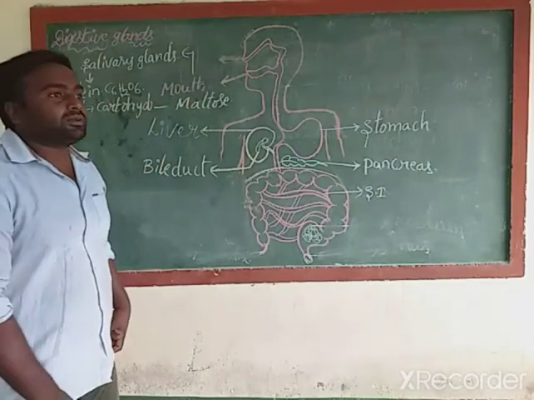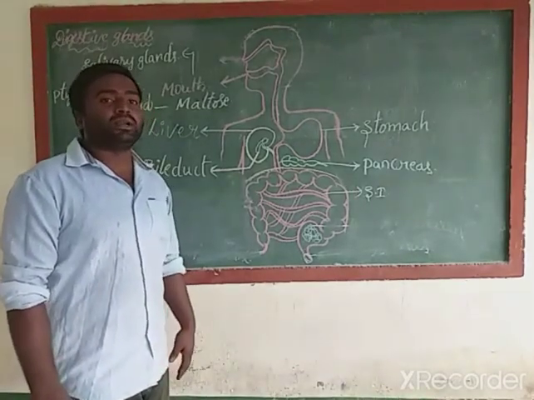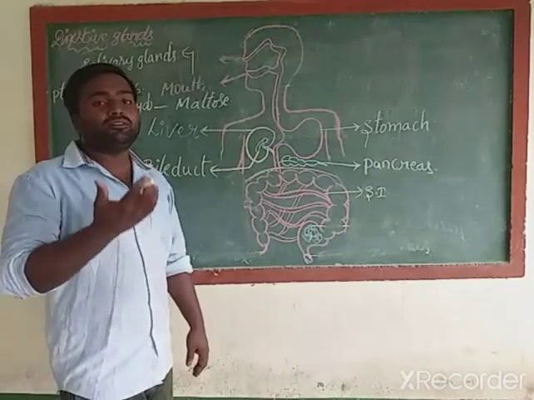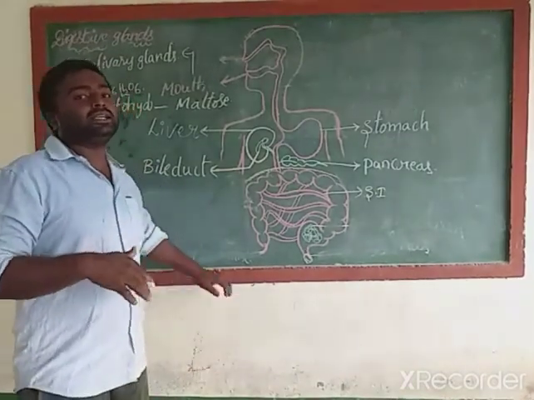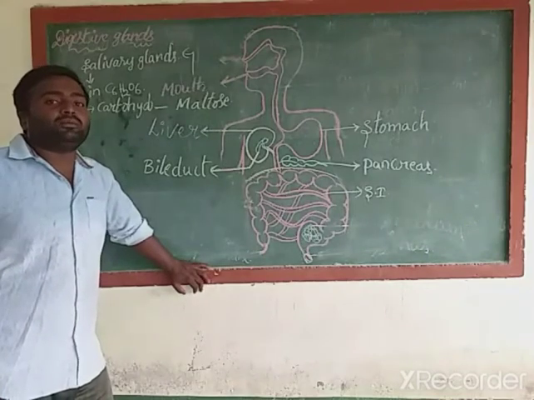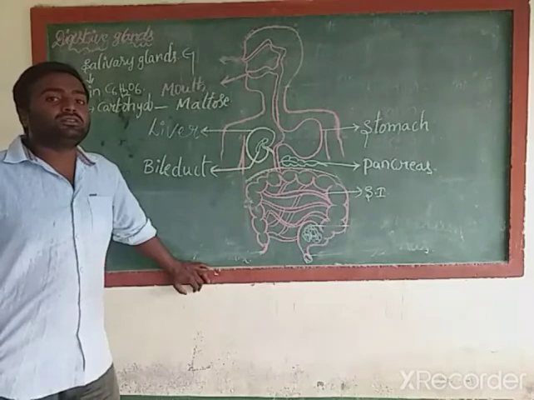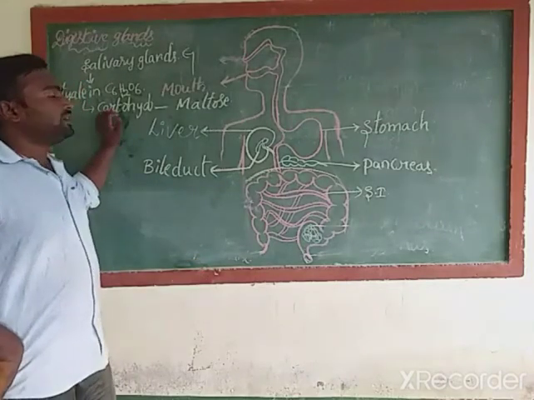Sometimes they will ask you, where is carbohydrate digestion completed in your body? In our mouth only. Carbohydrate digestion will be completed in our mouth. 99% of carbohydrate digestion will be completed in our mouth because of the presence of ptyalin.